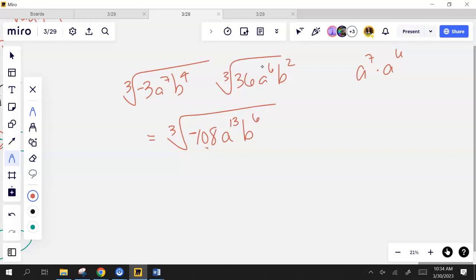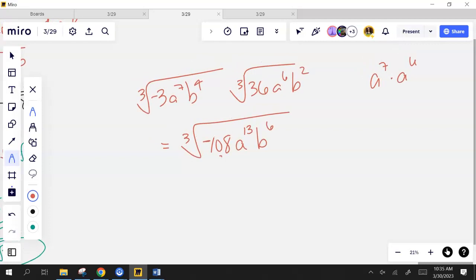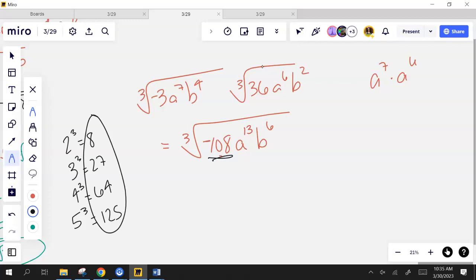Can anything go into negative 108? That's the power of 3. Okay, so I'm going to think about powers of 3. 2 to the third is 8. 3 to the third is 27. 4 to the third is 64. 5 to the third is 125. Can I divide this by any of these numbers? Yes. 4's not on there, though. Oh, 27. I'm sorry.